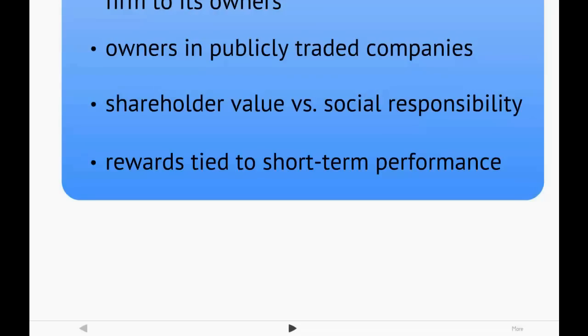The problem with this particular model is the intent is good, but there's a fundamental problem: a lot of the rewards are tied to short-term performance. And so decisions can be made that initially may increase the stock price significantly, but don't provide a great deal of long-term value. Things that temporarily reduce expenses so that your earnings are higher for one particular quarter, and that boosts the stock price. Temporarily, that's good, but you have to think long term.